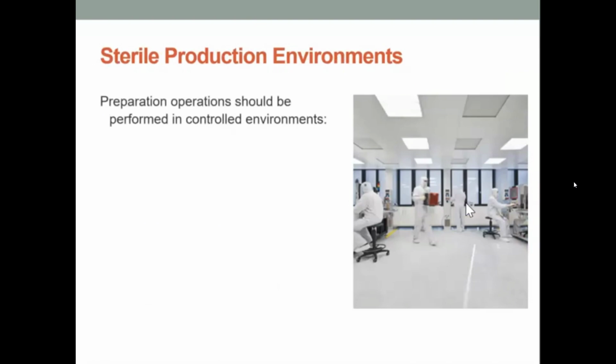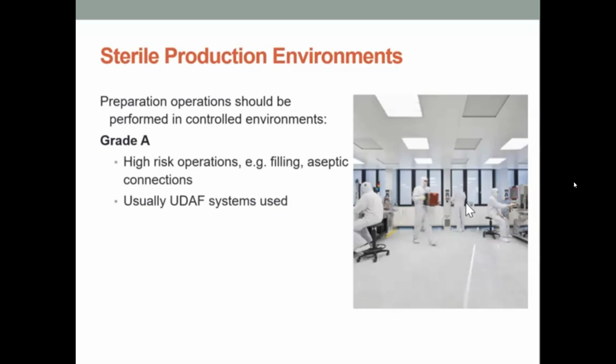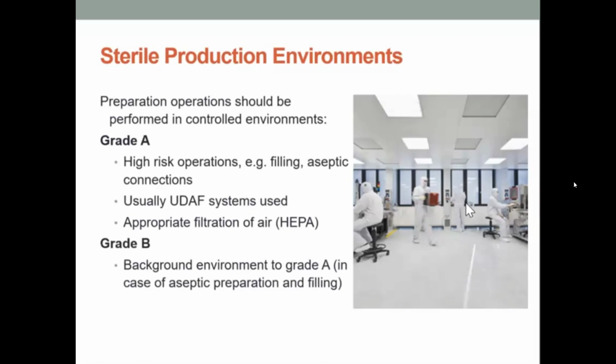Sterile production environments. Preparation operations should be performed in controlled environments. So you've got different grades. Grade A is associated with high-risk operations, so where you're filling, you're doing aseptic connections. It's usually done in unidirectional airflow systems, such as a laminar airflow, and the air is appropriately filtered using a HEPA filter. Grade B are used in the background environment to a grade A, so in the case of aseptic preparation and filling. And grades C and D then are clean areas for less critical operations.